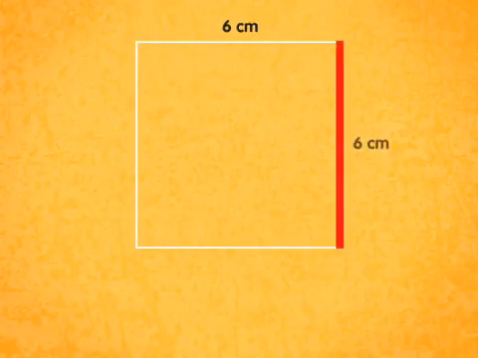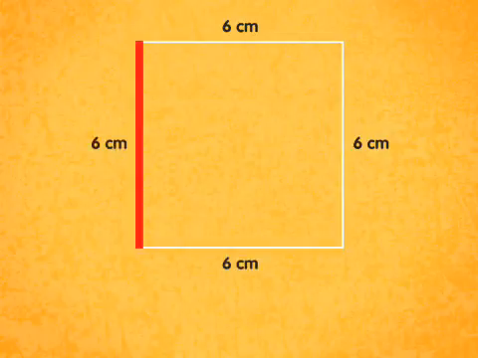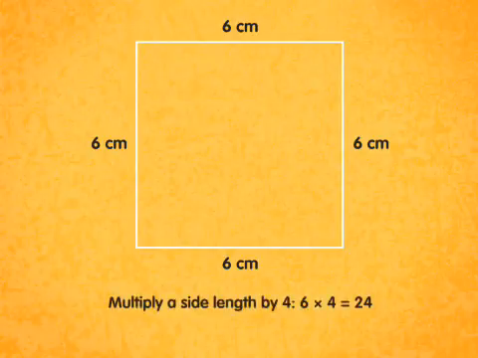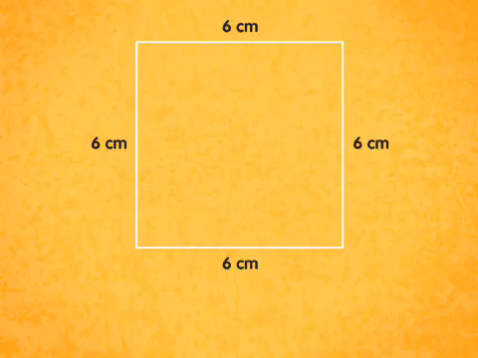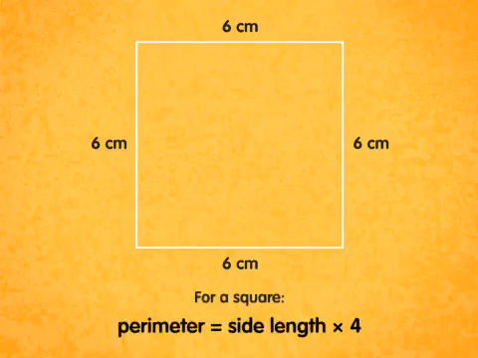A square is a rectangle, so we could use any of the methods we used for rectangles. Is there a more efficient way to find the perimeter of a square? The 4 sides of a square have equal lengths, so the perimeter can be determined by multiplying a side length by 4. The length of a side is 6 centimeters, and 6 times 4 is 24. So the perimeter of this square is 24 centimeters. We can describe this method using this formula. To find the perimeter of a square, multiply a side length by 4.